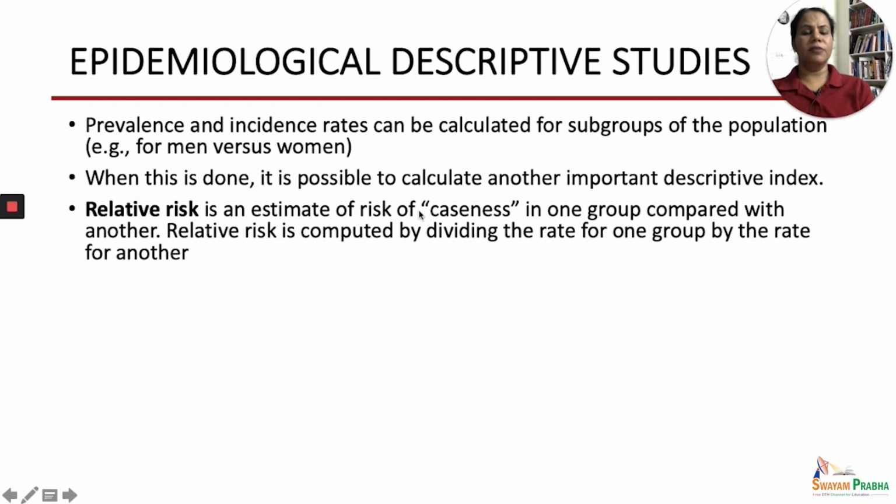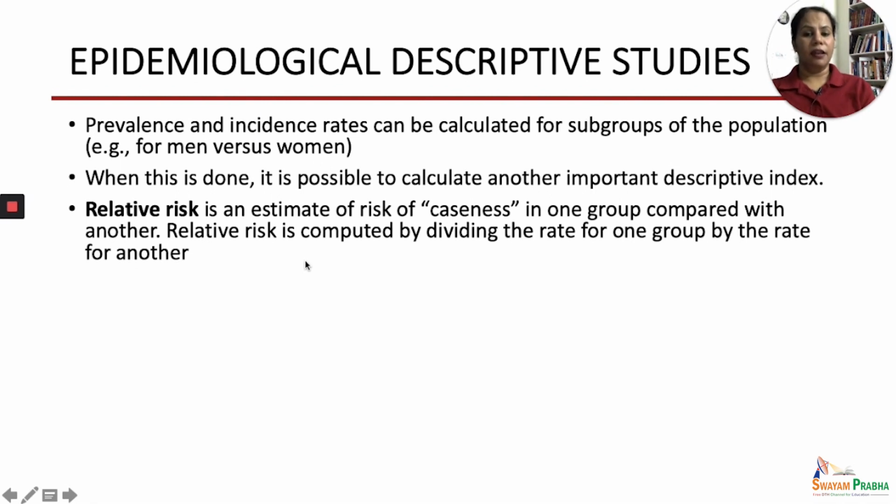Relative risk can estimate the risk of caseness in one group compared with another. So through the relative risk calculation we can estimate what is the risk of getting that disease in one group as compared to another. For example, we may ask what is the risk of getting a disease or condition in men as compared to women. So relative risk is computed by dividing the rate for one group by the rate for another. So if we have the rate for men and the rate for women, then if we divide them we can get the relative risk.